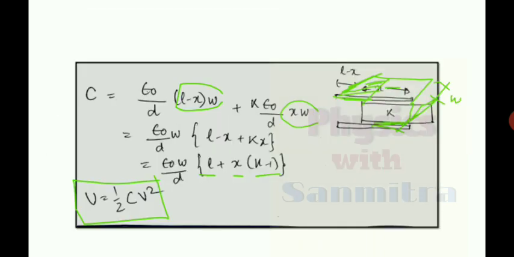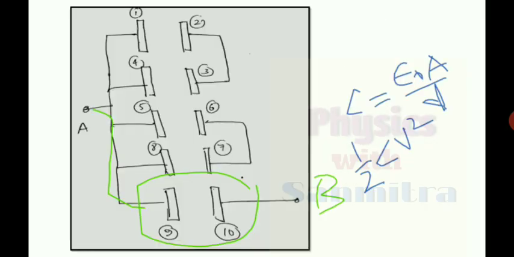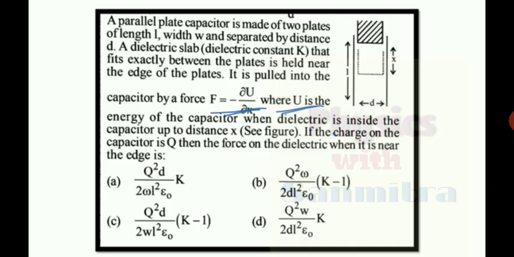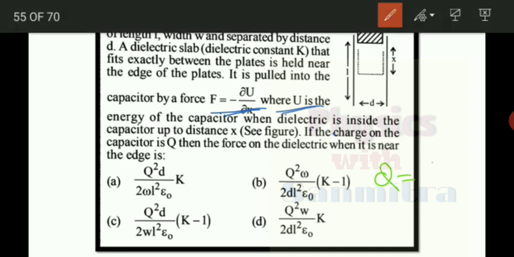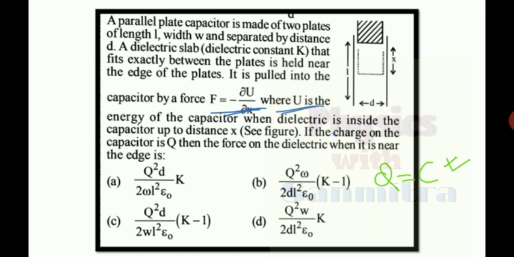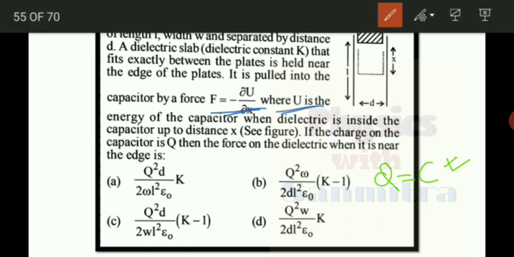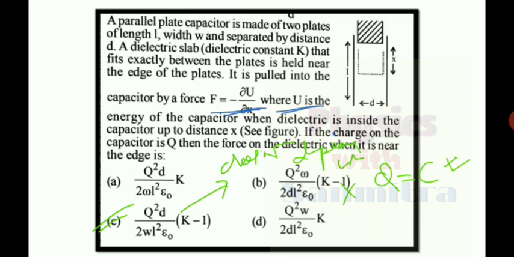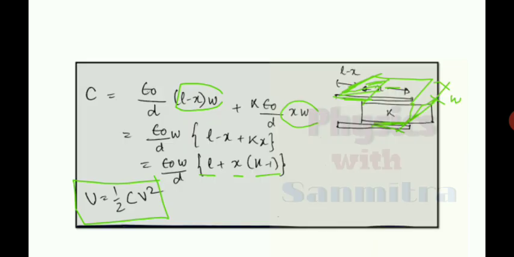Now see here, what I can do is replace Q is equal to CV, and this C I will write as epsilon naught A by D, and if I substitute it, I will get my correct answer as option C. The correct answer will be option C. And just see, this term does not depend on X. So if it doesn't depend on X, then I can say that the length it is inserted, the fringing force will not depend on that.